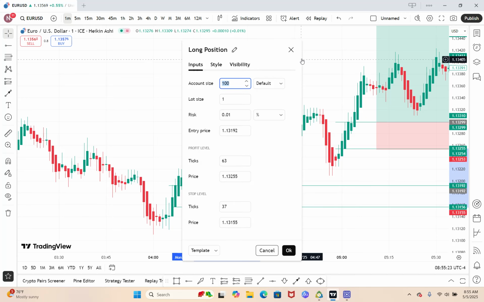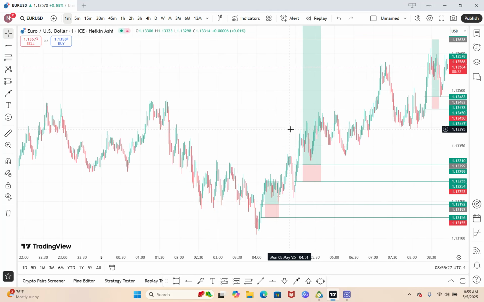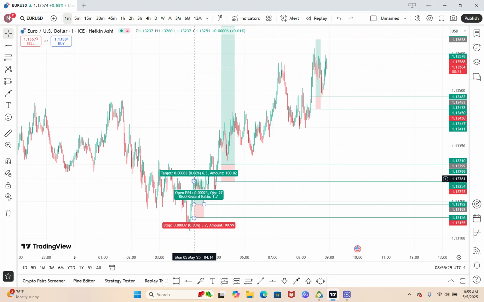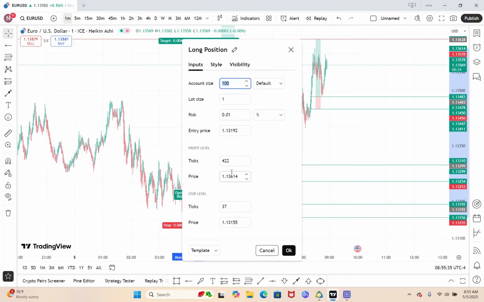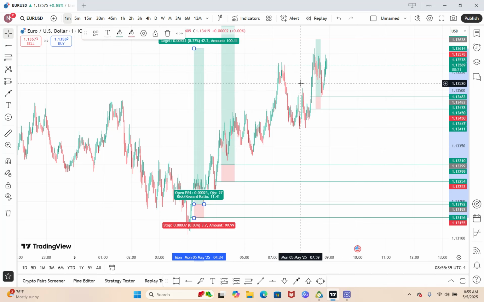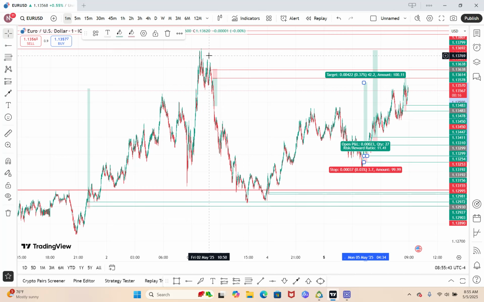$37 per pip. Right. Market went all the way up to here. All the way up to here. So we have a profit of 422 pips. Let's see. And this here was the highest point. Buyers were able to take the market.